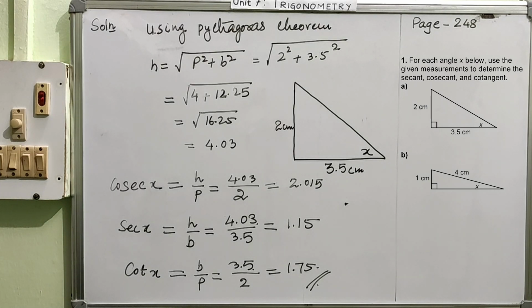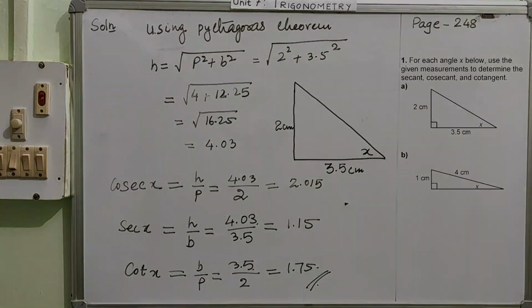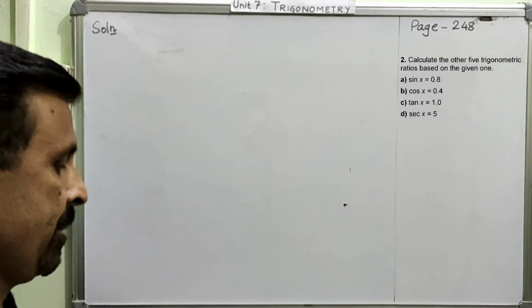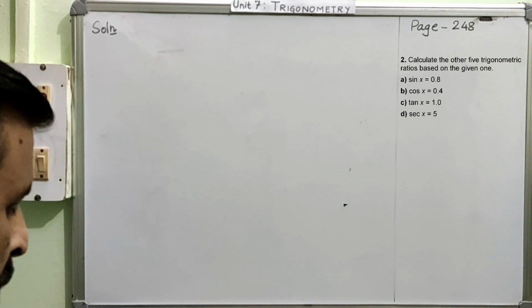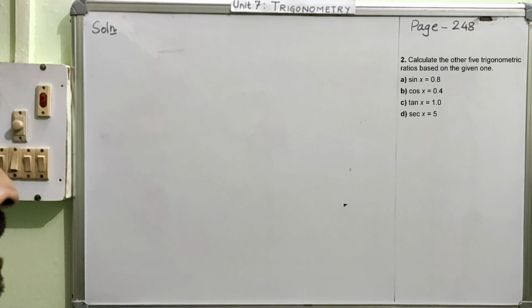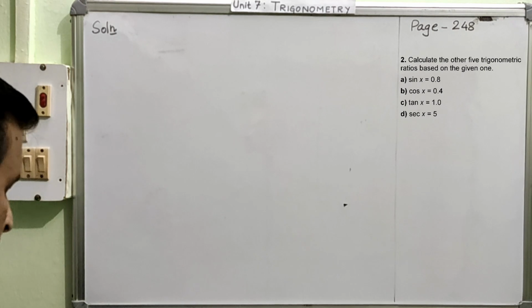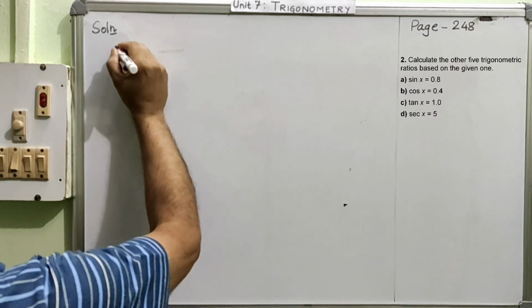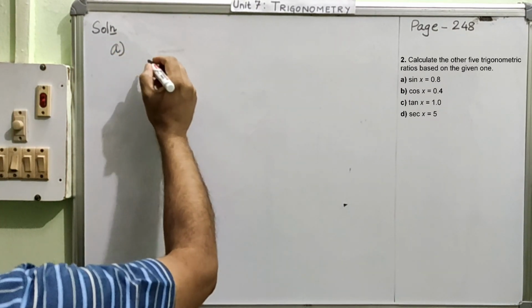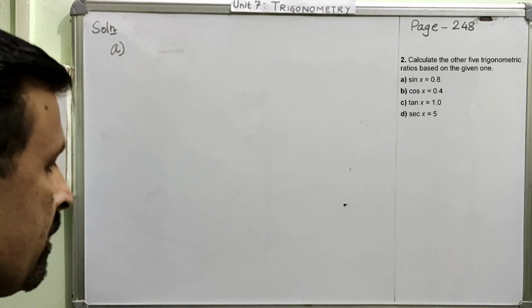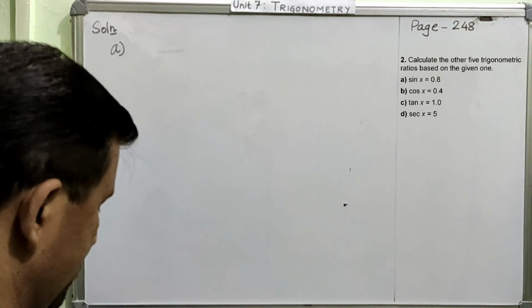Is it alright? This is your question number 1. Thank you. Now we are moving on to question number 2. This question number 2 is the same as the previous exercise. In this, we are given the value. I will show you one of the questions. Question 2a, I will solve it for you, and then the remaining you have to practice by yourself.